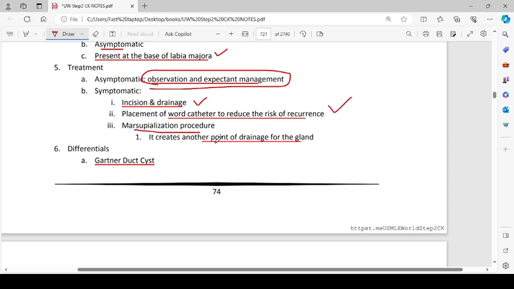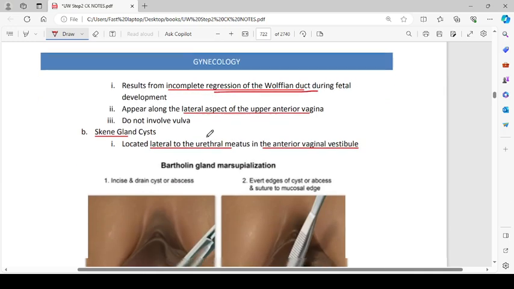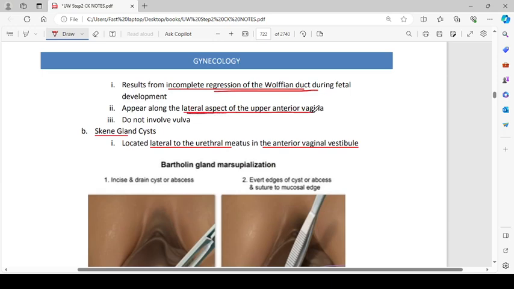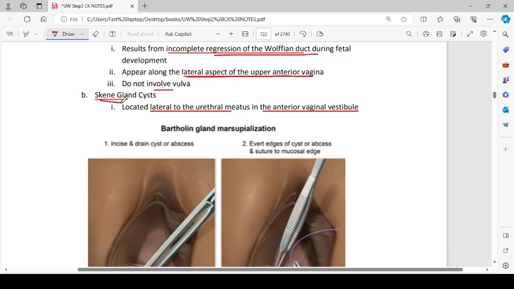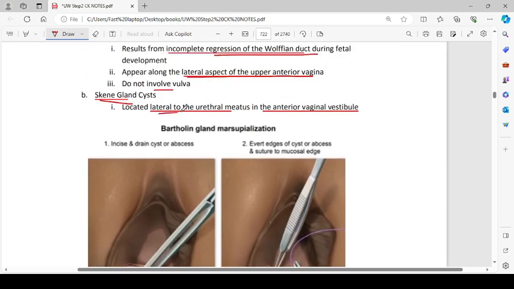Marsupialization procedure creates another point of drainage for the gland. Differential diagnoses include Gartner duct cyst. The Gartner duct cyst results from incomplete regression of the Wolffian duct during fetal development, appears along the lateral aspect of the upper anterior vagina, and does not involve the vulva. Then Skene gland cysts can also be a differential and are located lateral to the urethral meatus in the anterior vaginal vestibule.